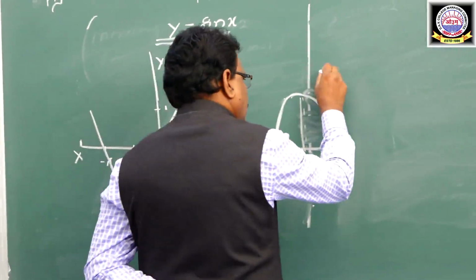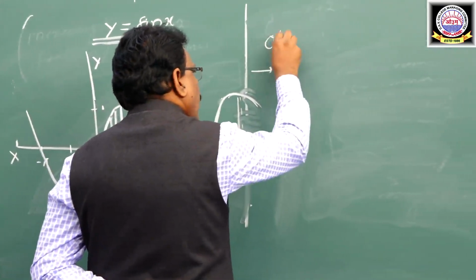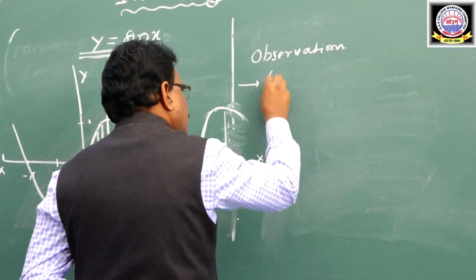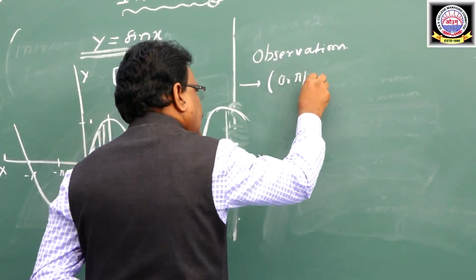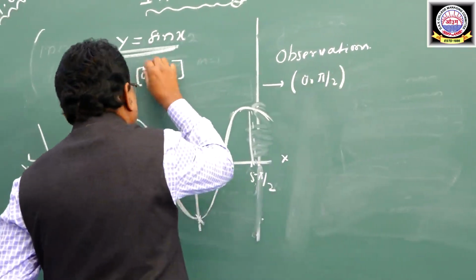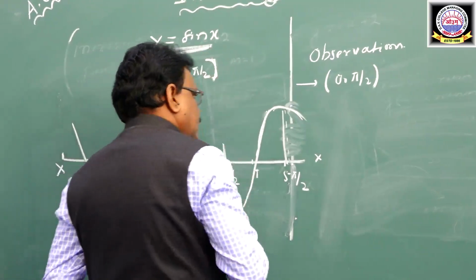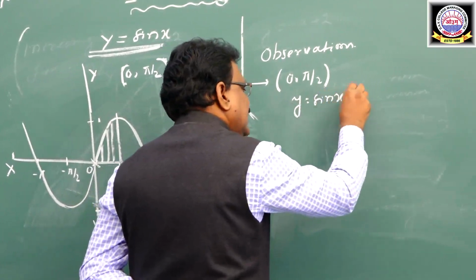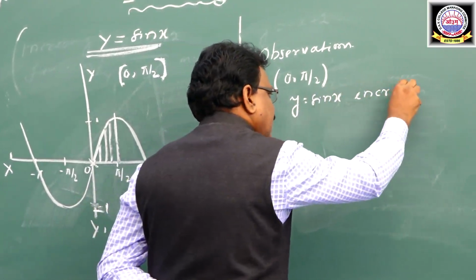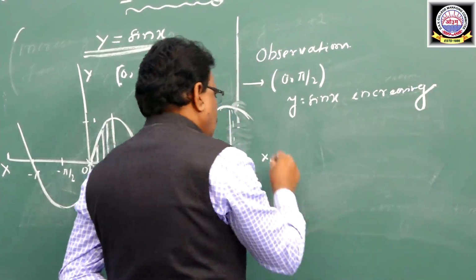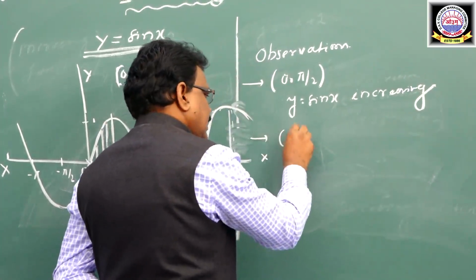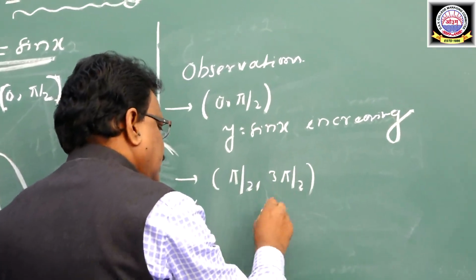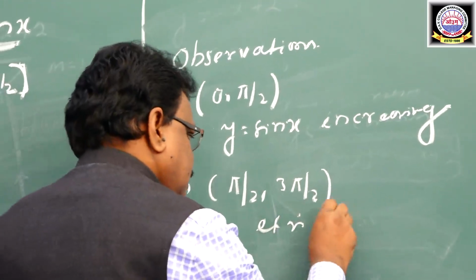So, what is our observation from the graph? Observations from the graph: 0 to pi by 2, I can take the closed interval or the open interval, no issue for that. I can consider 0 to pi by 2, y is equal to sin x is increasing, that is by our observation without applying any mathematics. Similarly, pi by 2 to 3 pi by 2, it is decreasing.